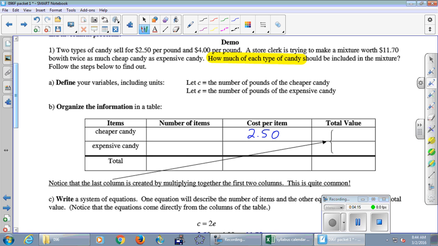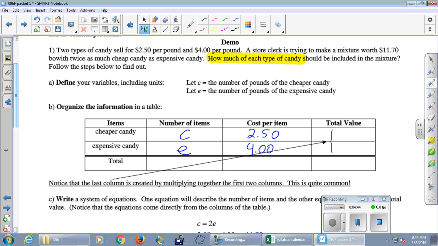So right below that, we'll just put 4 or 4.00. Okay, let's take a look at the first column. It says number of items. In this case, it's number of pounds. Number of pounds of cheap stuff. I gave it a name. What did I call it? C. That's our variable. It's the number of pounds of the cheaper candy, and then down here, number of pounds of the expensive candy. I've got a bottom row there called total.